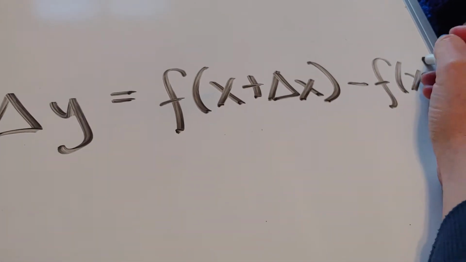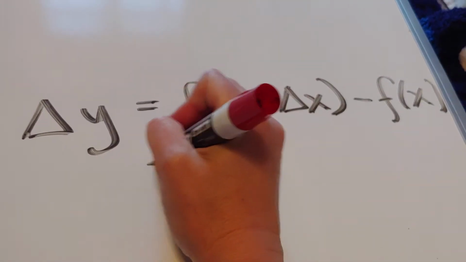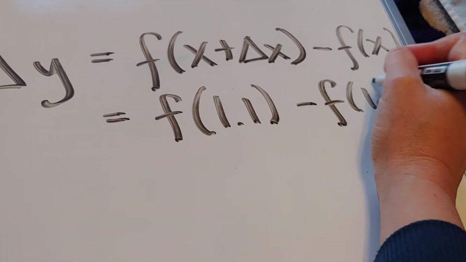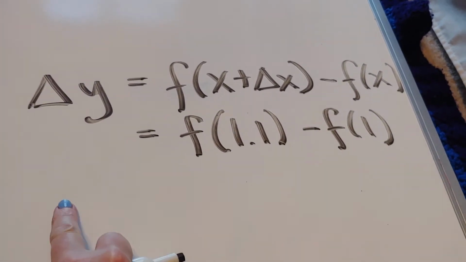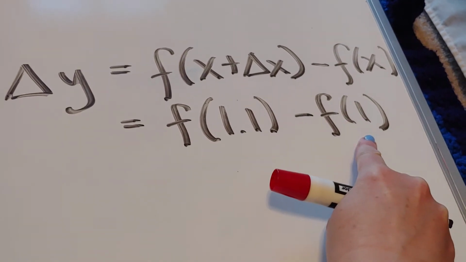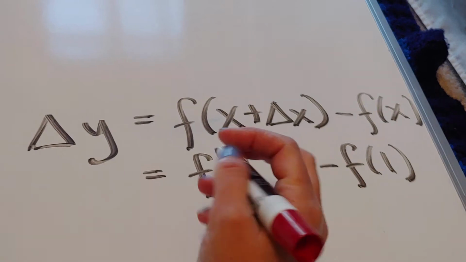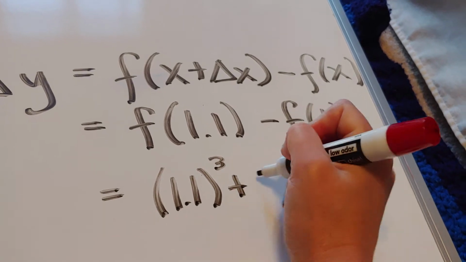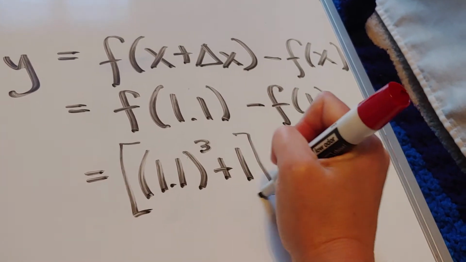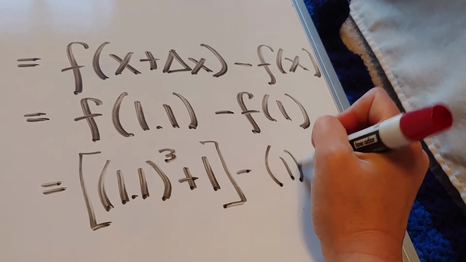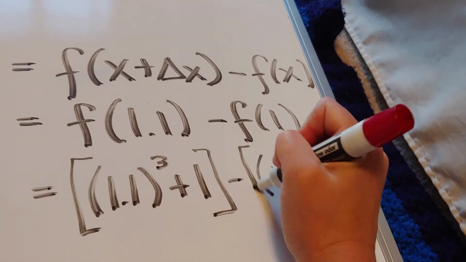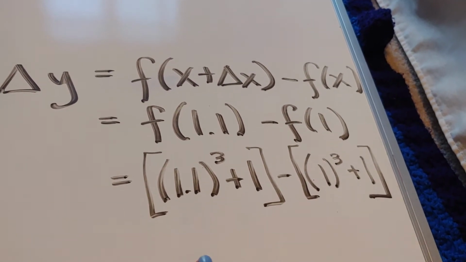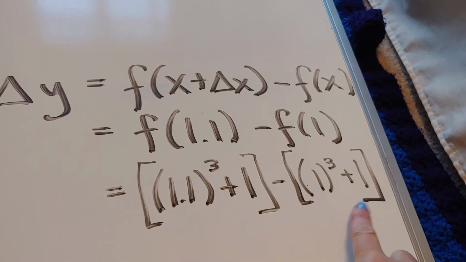Sorry. Okay, so here, if I'm interested in the point 1.1 and the point 1, I want to know how much y changed as I move from x is 1.1 to x is 1. Well, I have to know what function I'm interested in, and the function I'm interested in was x cubed plus 1. So I'm going to evaluate the y values at both of these points. So this is f of 1.1, this is f of 1.